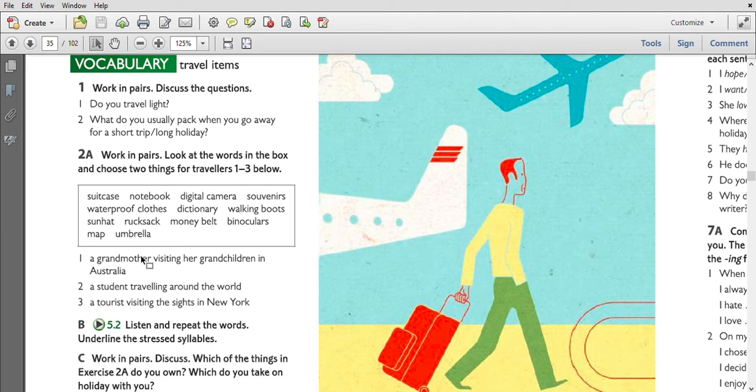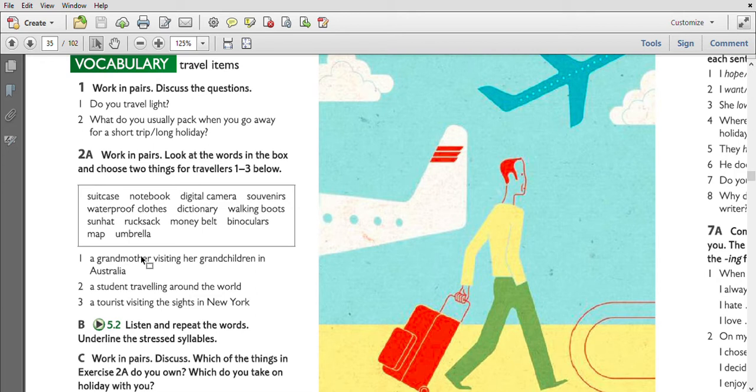A grandmother visits her grandchildren in Australia. So, what two things can we choose? We can choose suitcase, digital camera, or we can use sun hat, souvenirs. The second one, a student traveling around the world. For the student, we can choose notebook, waterproof clothes, walking boots, rucksack, and money belt. A tourist visiting the sites in New York, we can choose suitcase, notebook, digital camera, map, and binoculars.